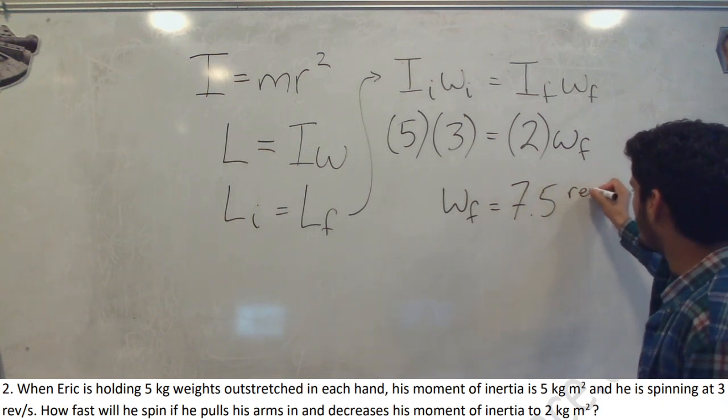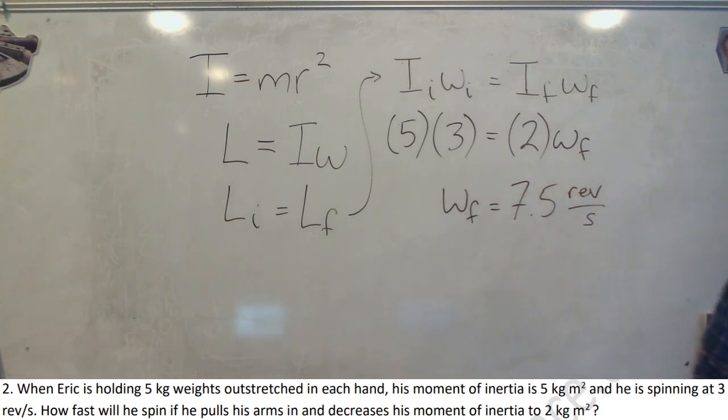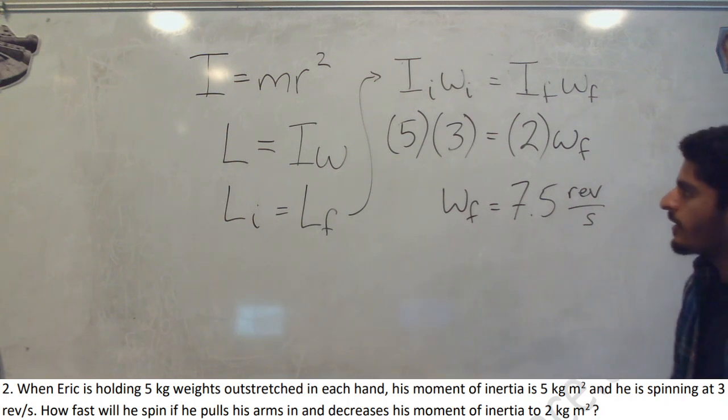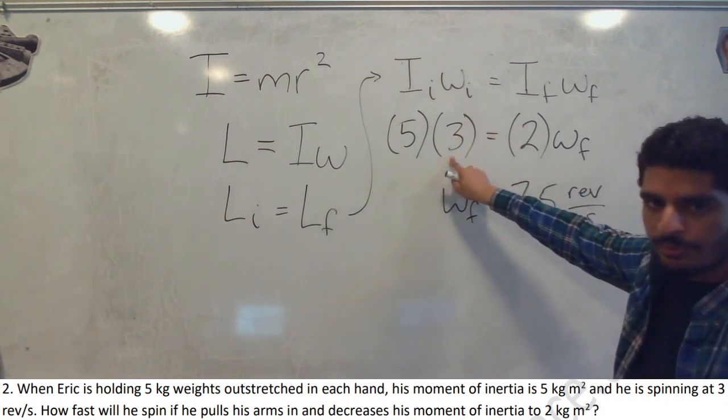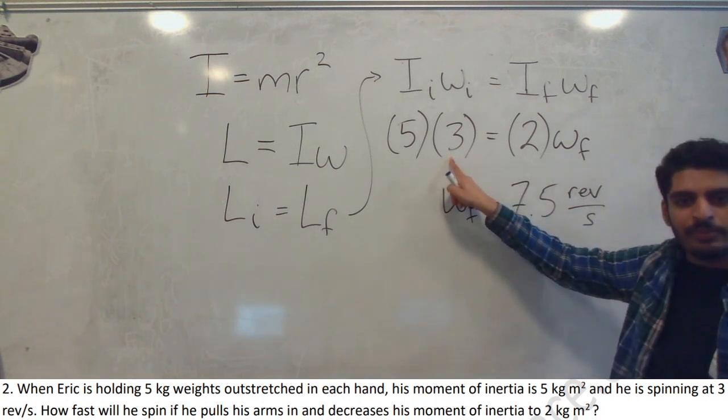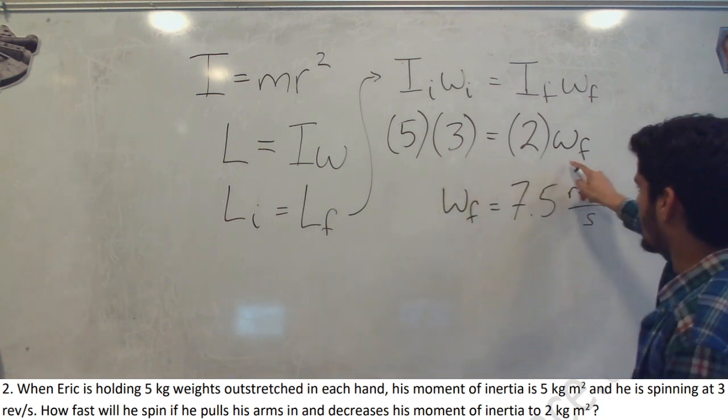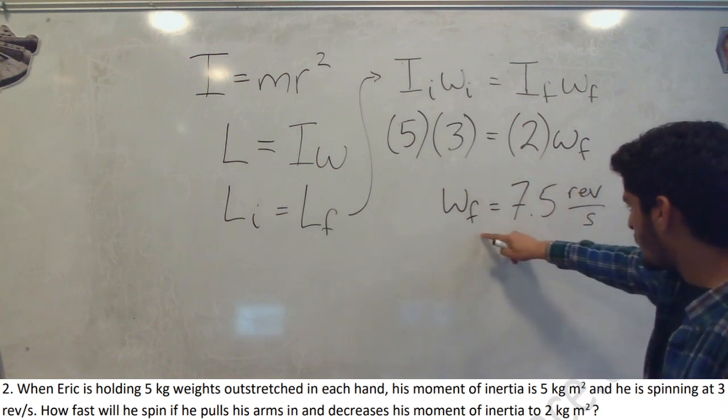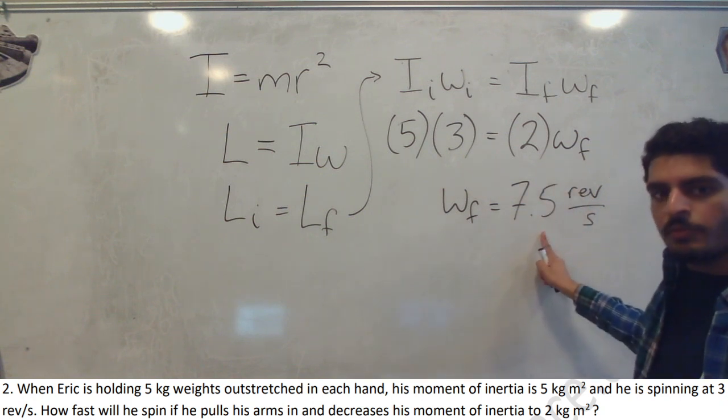And this is in revolutions per second. If they had asked you for the answer in radians per second, you could have converted 3 revolutions per second into radians per second and then your final answer would be in radians per second, or you can just get here and convert from here to radians per second.